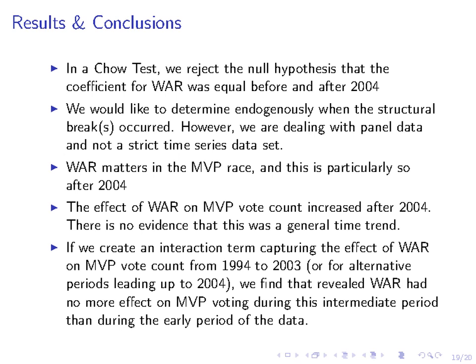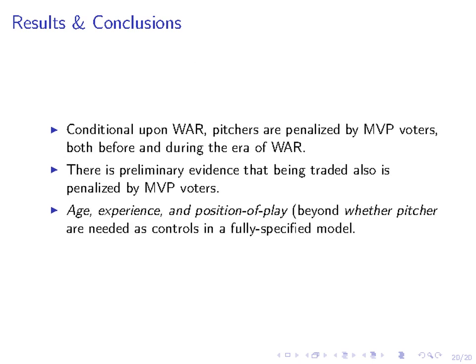So it's not just that generally voters were getting more savvy. It seems like there actually was a break point at 2004 following the advent of WAR and its almost immediate circulation within the baseball writers community. Conditional upon WAR, pitchers are penalized by MVP voters pretty steeply, and this has occurred almost equally both before and during the era of WAR.